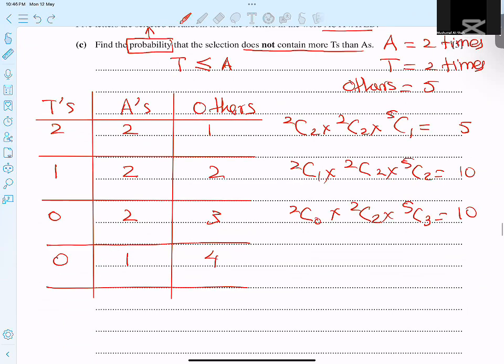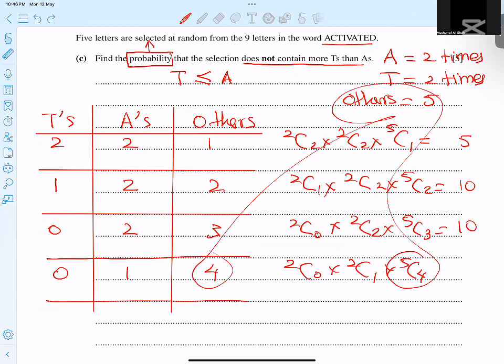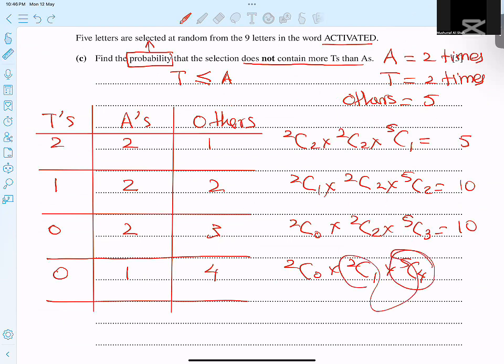To make it 5: 2C0, because I don't need a single letter, and 2C1, because I need 1 out of the 2's, and 5C4, because from the other 5, I need 4. And this answer is 5. 5 2's are 10. And I got this 10 answer.